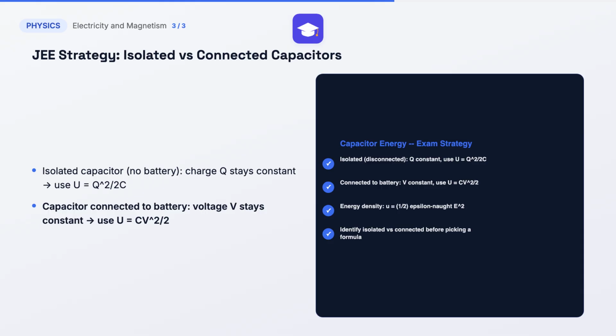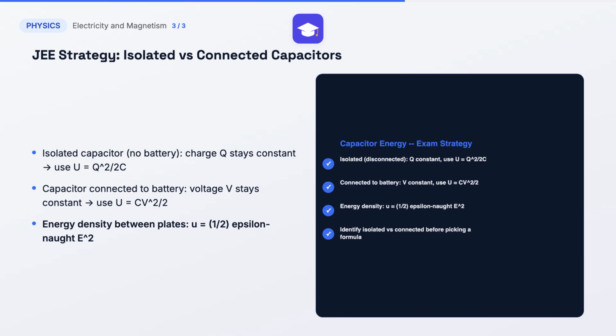But if the capacitor genuinely stays connected to a battery throughout, then it's the voltage V that stays constant instead, held fixed by the battery, so you should genuinely use U equals half CV squared instead.